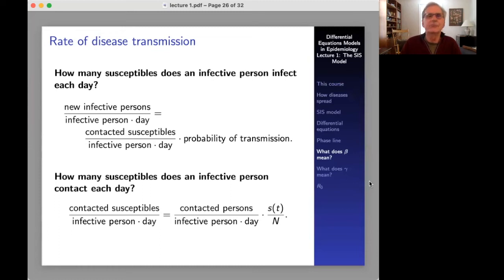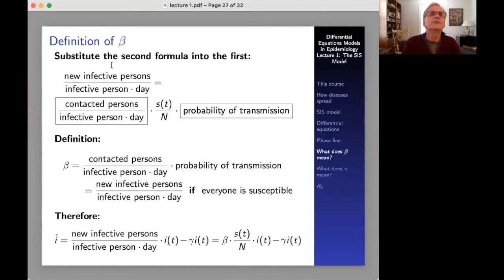So here's our new formula. The new infective persons caused by 1 infective person in a day is the contacted persons per infected person per day, multiplied by the percentage of the population that's susceptible, and then multiplied by the probability of transmission.